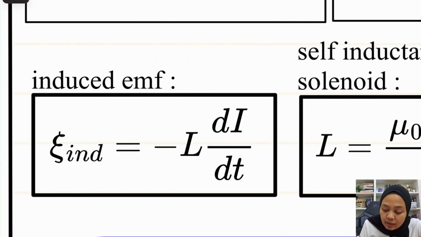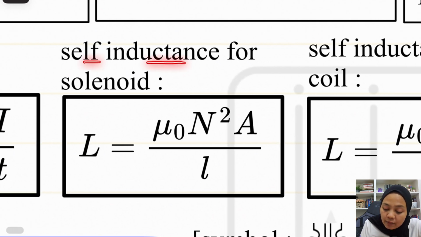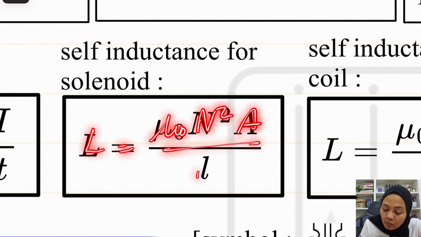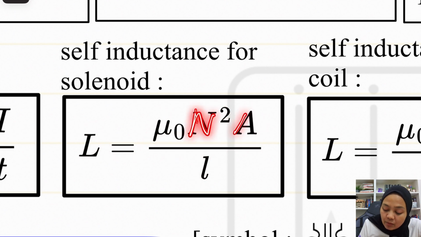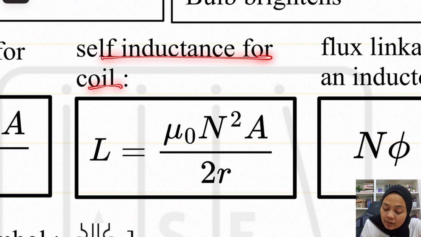Okay, so this is the equation for the induced EMF. The induced EMF equals negative L times the change in current with respect to time. The negative sign shows that the induced EMF is opposing the change in the current flow. Next, we have the equation for the self-inductance of a solenoid: L equals mu naught N squared A over l. N is the number of turns, A is the area, mu naught is the constant, and l is the length of the solenoid.